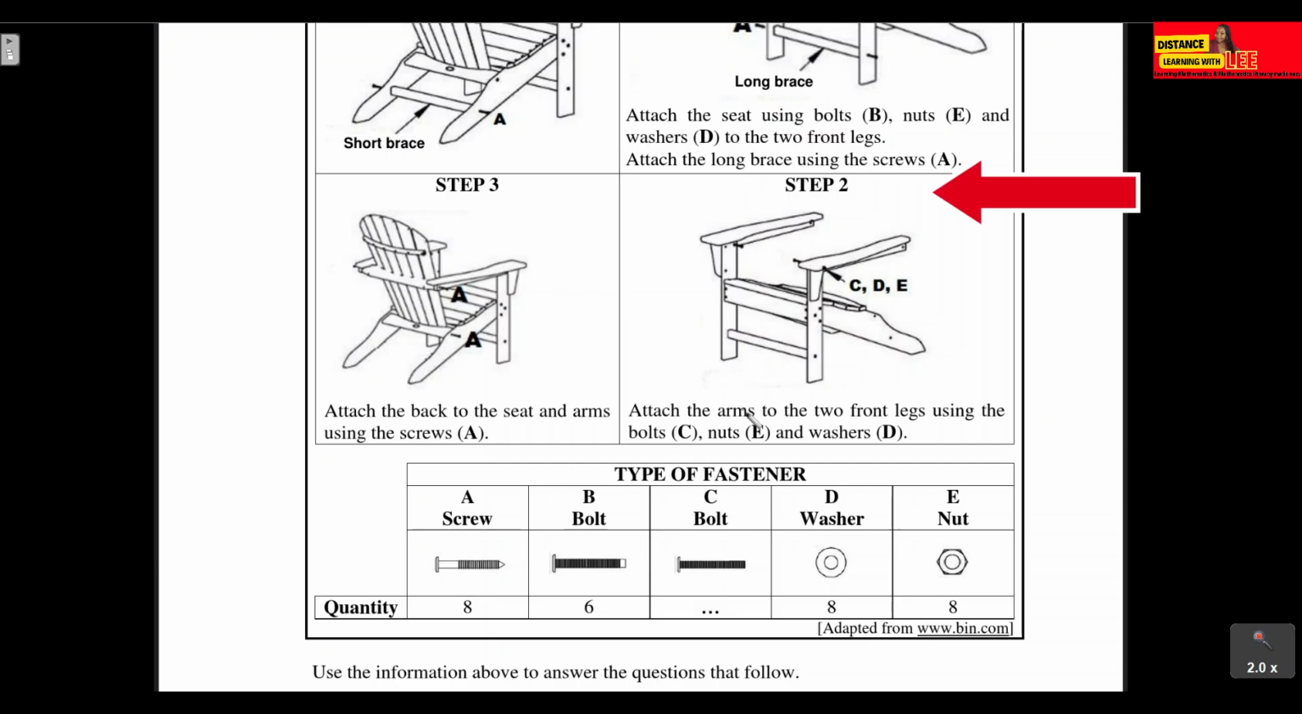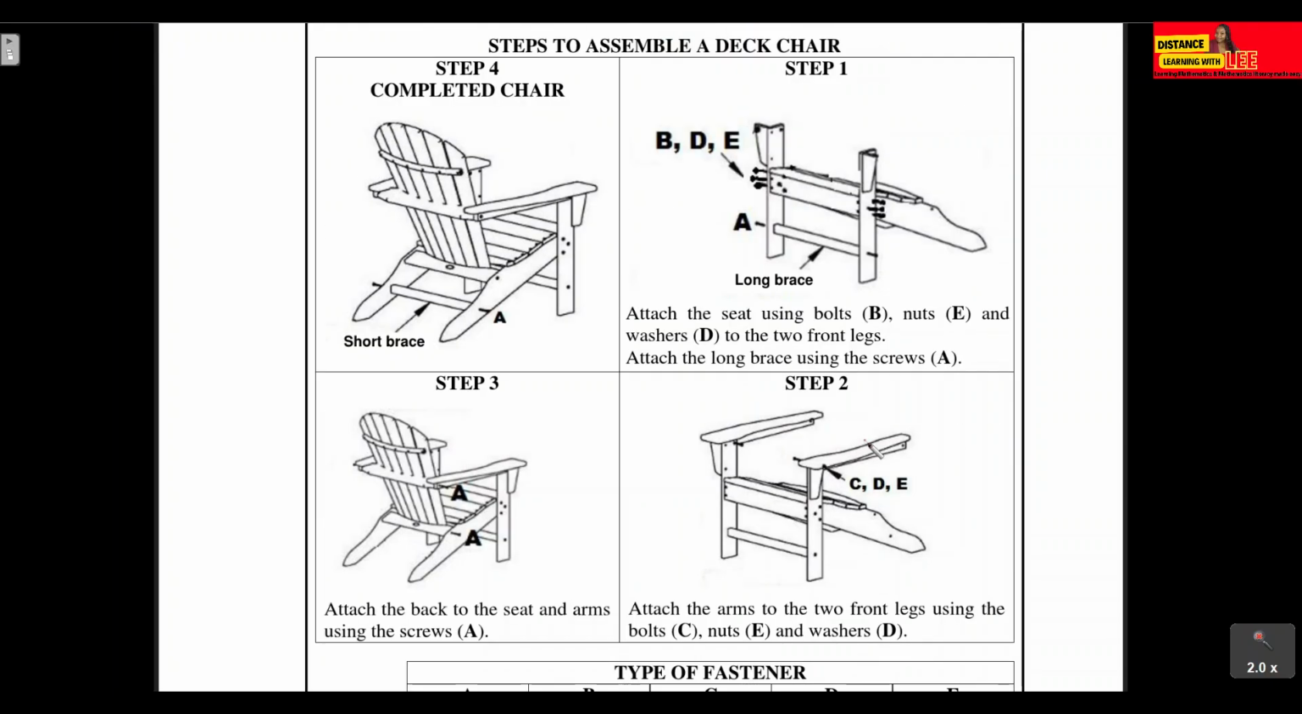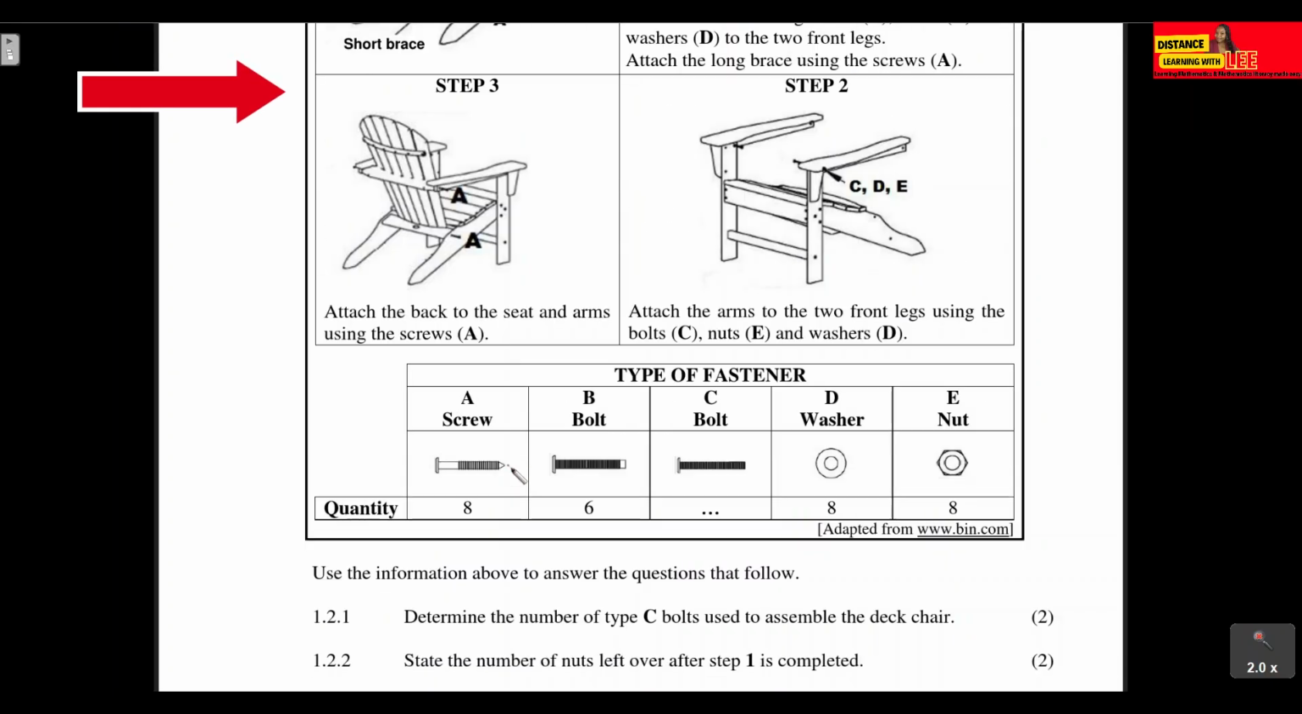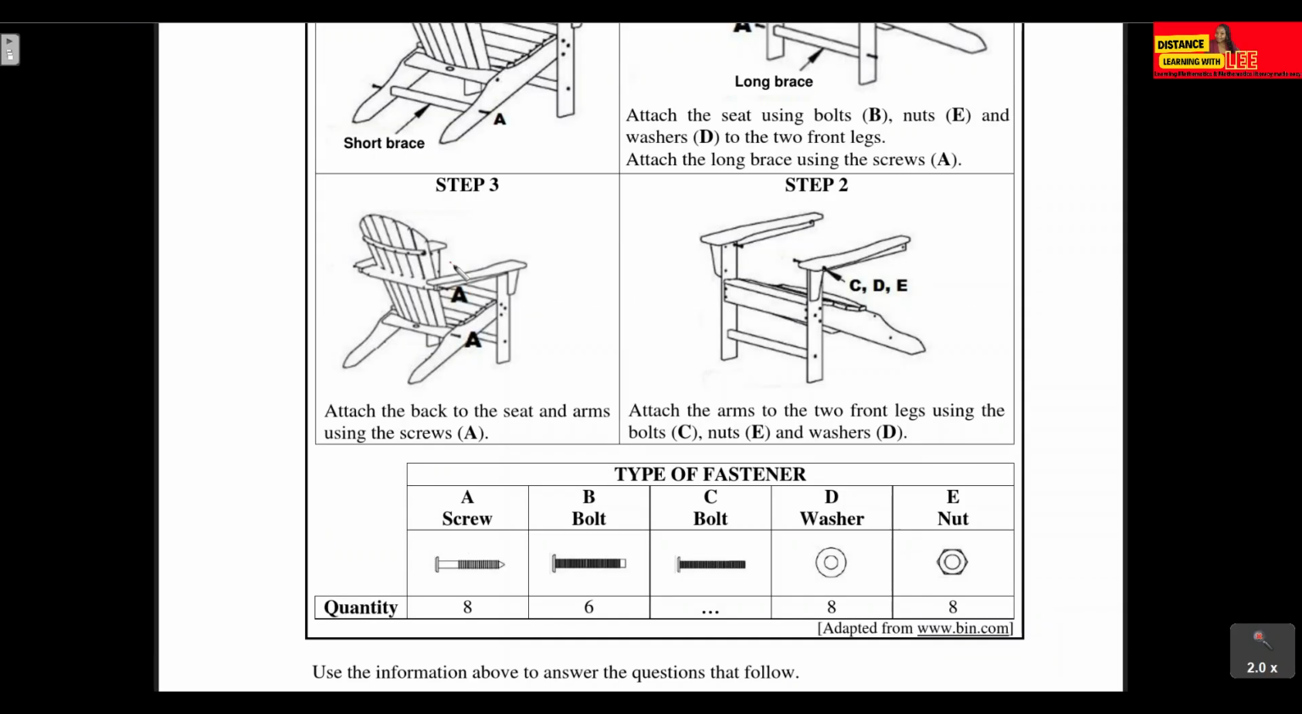Let's have a look at the next step. It says attach the arms to the two front legs using the bolts C, nuts E, and washers D. So C just stands for bolts. Let's go into step 3. What's step 3 now? You see, they just used A and A, meaning in step 3 we're just screwing on. We're just putting on our screws. That's all that we're doing. However, in step 2, we put on the bolts, we put on the washers D, and we put on the nuts E. But in step 3, we just put on the screws.